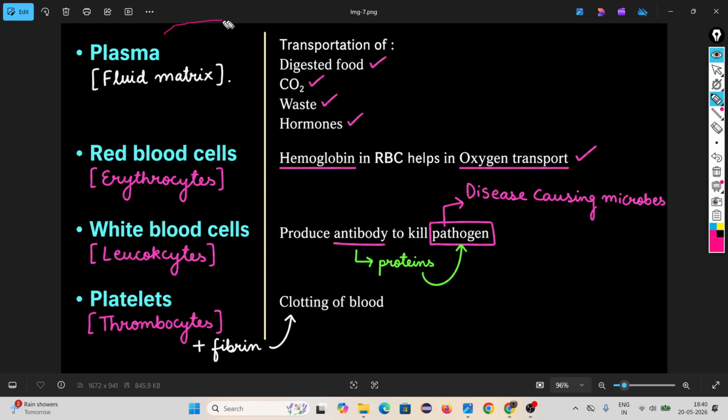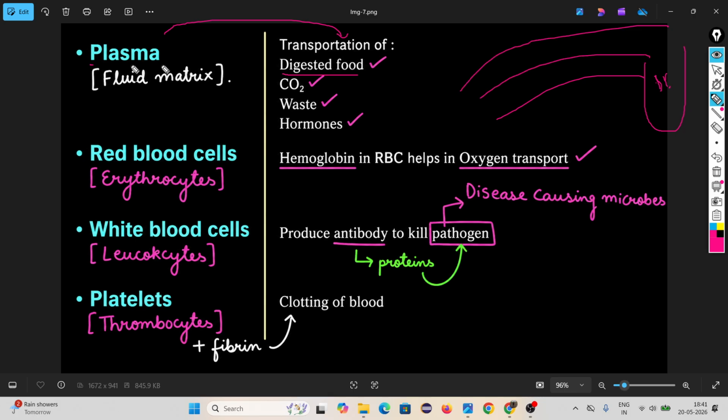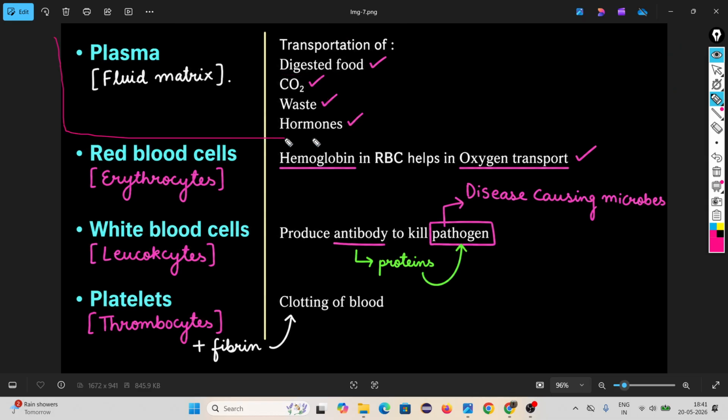Then what is the function of plasma? The function of plasma is that it transports digested food. Actually, the food which is in the small intestine is transported to different parts of our body, to the cells, with the help of plasma. Carbon dioxide is also transported by plasma. Waste is also transported by plasma. Hormones are also transported by plasma. You have to remember plasma's function.